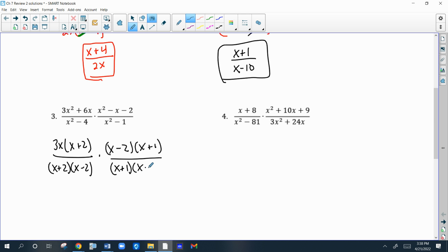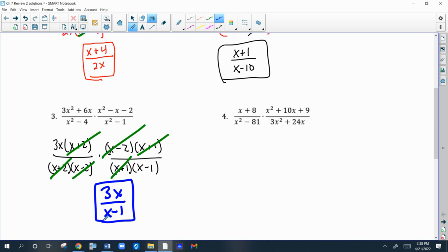So now you can cancel anything on the top with anything on the bottom. So this x plus 2 with this x plus 2, this x minus 2 with this x minus 2, this x plus 1 with this x plus 1. Be neat here so you can clearly see what's left over. It looks like we have a 3x up top and an x minus 1 on the bottom, and that should be it. Number 4 is the same.